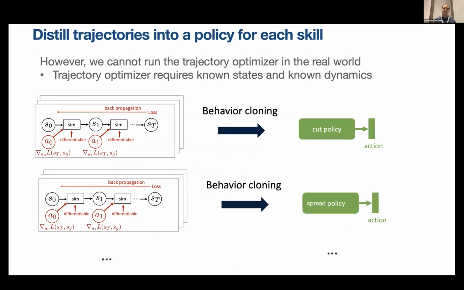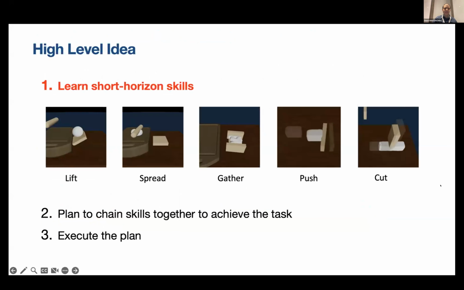So in order to run them in the real world, we behavior clone these optimized trajectories into a policy. This policy will take as input a point cloud observation and then output an action. So we'll have a policy for each of the different skills. We have a cut policy, a spread policy, etc.